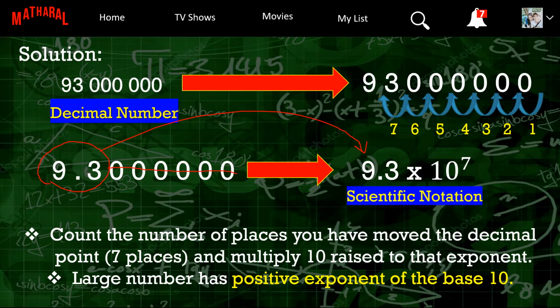So we have 9.3 times 10 raised to positive 7 power as scientific notation, which is equivalent to 93 million po na decimal number. And take note of this: every large number has a positive exponent of the base 10. Sa lahat po ng mga large number, ang sign ng ating exponent ay laging positive. Ayan po, tulad po nito. So, let's proceed.